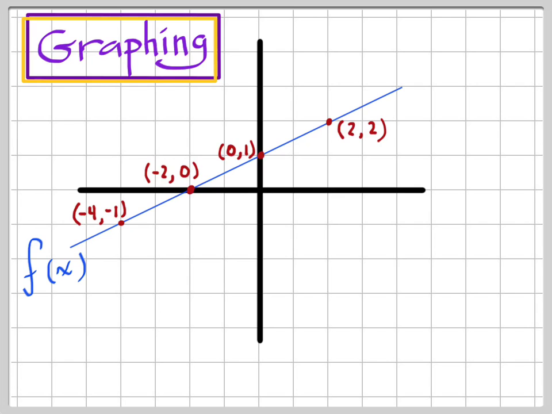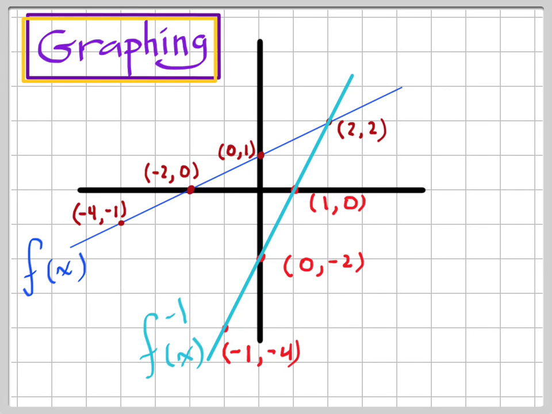Now, if I take that point, negative 4, negative 1, and I switch places, that means on the inverse, there should be a point of negative 1, negative 4 down there. So you see that point there? That point should be on the inverse. And those other points that I've illustrated there, like negative 2, 0 becomes 0, negative 2, and then I've got a 1, 0, and the 2, 2 just stays there. And just like my original f of x, my inverse is a line. All right, so there's my function and my inverse, and they're both lines.